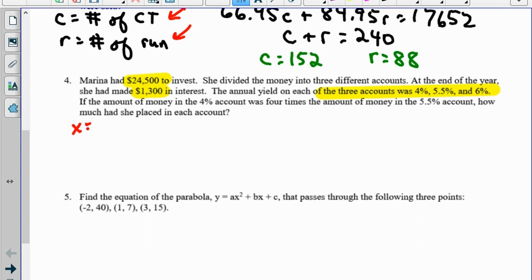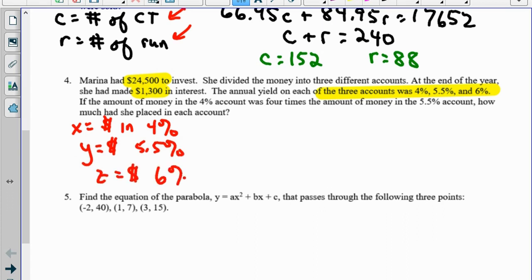I will make X equal to the amount of money placed, not the amount of money in there later, but the amount of money placed in the 4%. Y will be the amount of money in the 5.5%. And Z will be the amount of money in the 6%. Okay.